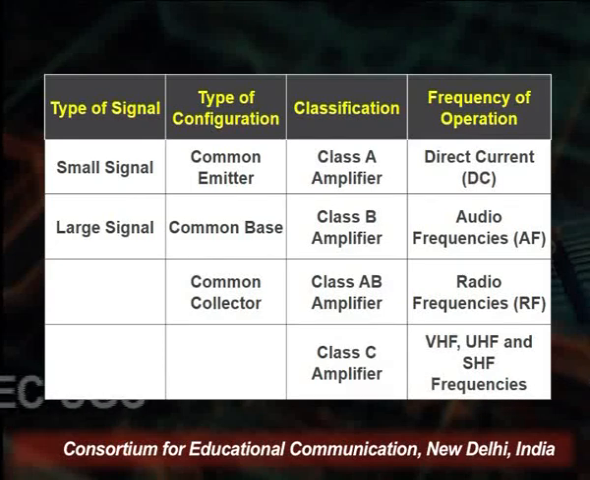Then the audio frequency is used in the case of the larger signal. If we want a larger signal as output, then we use the common base, the class B amplifier. Then the audio frequency we will generally take for the frequency of operation in the larger signal. Next is the common collector, which is the class AB amplifier, and the class C amplifier. The class C amplifier contains VHF, UHF and SHF frequencies. These basically contain other frequencies also.